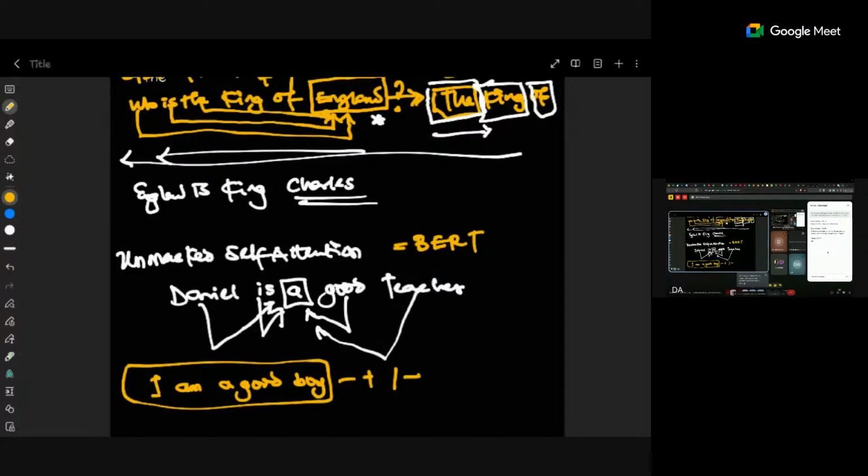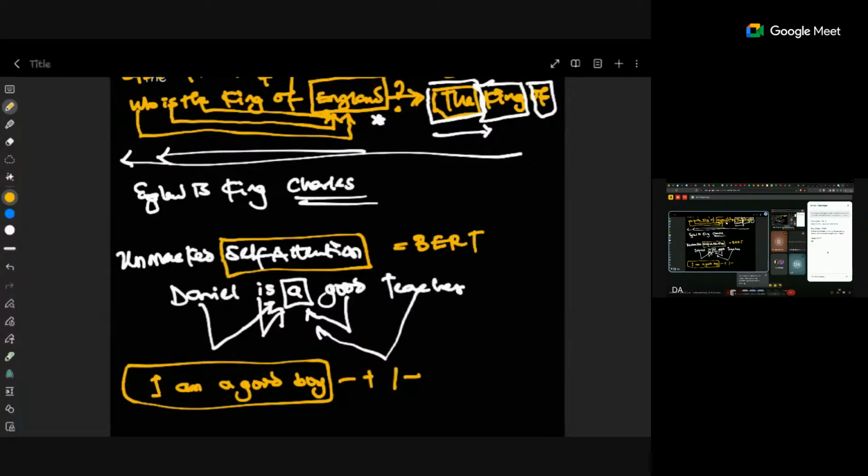Even processes like classification. Yes, you want to classify a phrase as anything. You need every single word in that phrase or in that sentence to contribute to what the phrase stands for, or to what class each phrase belongs to. Now, this is where the idea of unmasked self-attention, which is the full self-attention mechanism, comes in.